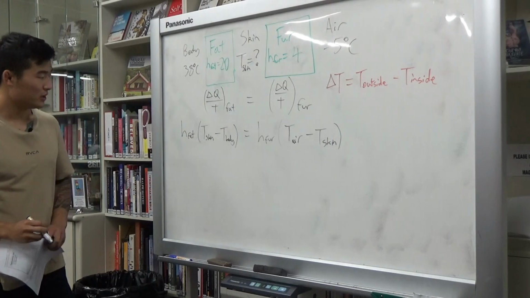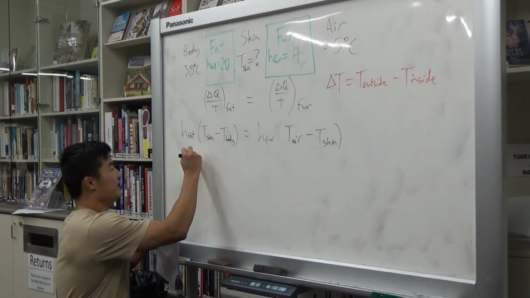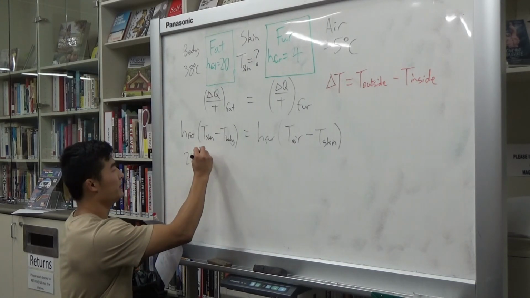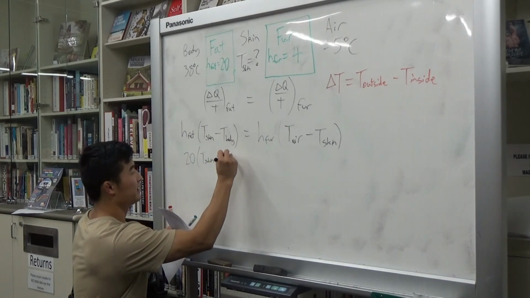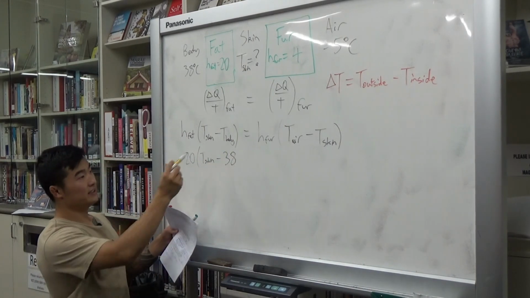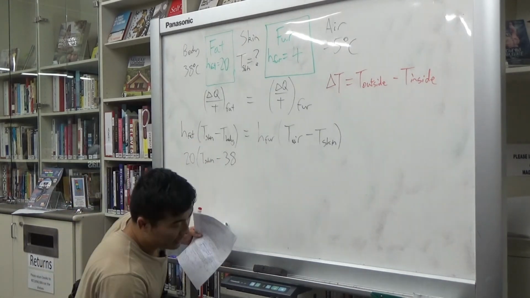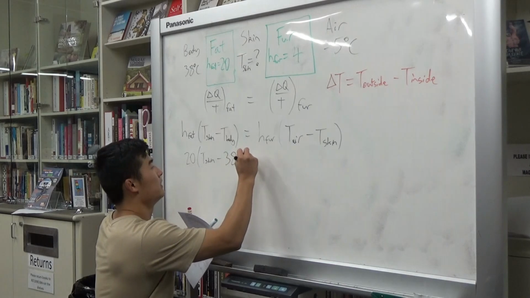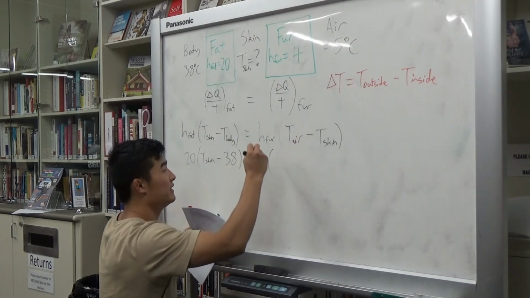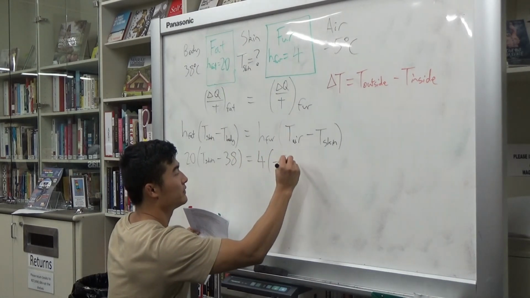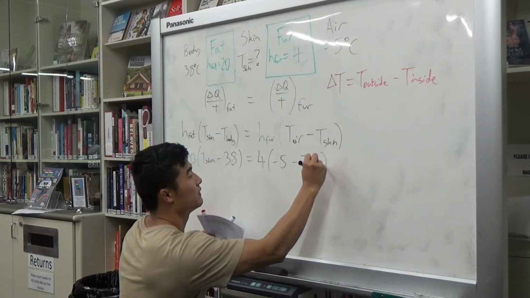Okay, so now we'll put in our numbers. So H of fat is 20, the temperature of skin we don't know, so we'll leave that as T skin, minus the temperature of body, which is 38. So here, because this is part of delta T, we can just leave it as Celsius. We don't have to turn it into Kelvin. So H of fur is 4, and the temperature of the air is -5, minus the temperature of the skin, which we don't know.